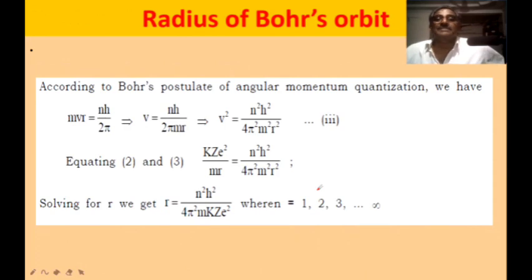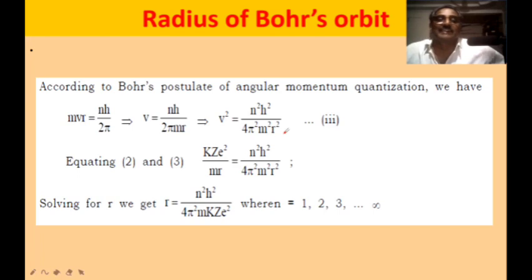According to Bohr's postulate of angular momentum quantization, we know that mvr is equal to n into h by 2 pi, that is, an integral multiple of h by 2 pi. If this equation is written by making v the subject, we can write it as v is equal to nh by 2 pi mr, or v square is equal to n square h square by 4 pi square m square r square.